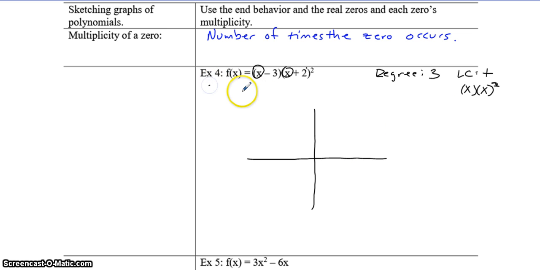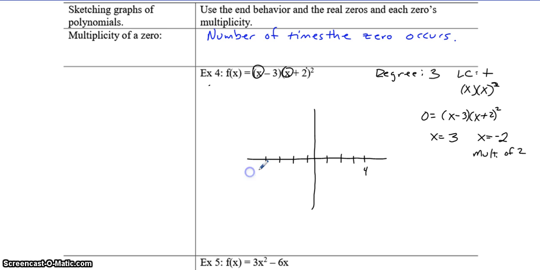Well, what are the zeros? So what happens when f of x equals 0? Well, 3 here, negative 2 here. But wait, what happens with that square? Well, that square means this has a multiplicity of 2. An even multiplicity does something strange on the graph. Now, we don't have to be too precise. This is good enough. So here at 3, and here at negative 2. So our end behavior, left-hand behavior is this, right-hand behavior is that.